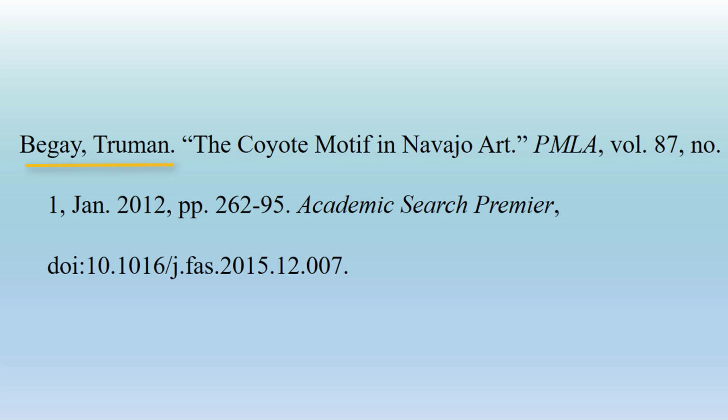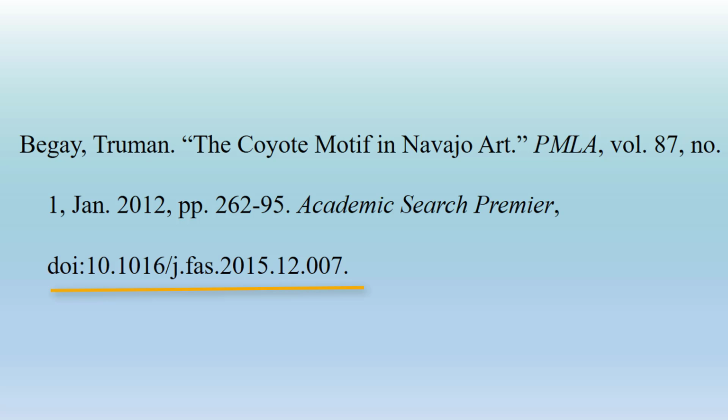We begin with the author's last name and first name, followed by a period. Next, the title of the article in quotes, followed by the journal title in italics, volume, abbreviated VOL period, and number written as NO period. Write the date in MLA style and the page numbers. Next, we include the title of the database in italics and now the location.